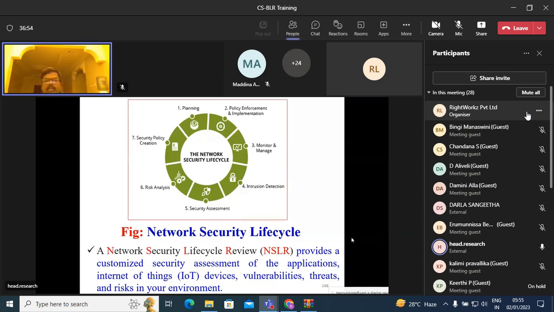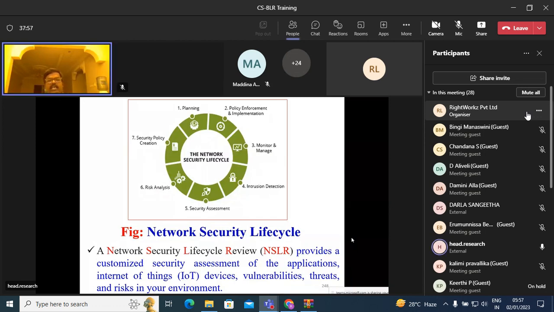And the fourth element of the network security lifecycle is intrusion detection. Is there any chance of intruders entering into our network? We need to detect what type of threats attacked at our network level, what type of malware attack, and what type of cyber criminals entered into our network. That is called intrusion detection. Then the fifth one is security assessment. Security assessment is nothing but what type and what level of security we are using in our network, whether we are using firewalls or any type of security mechanisms, tools or techniques, etc.